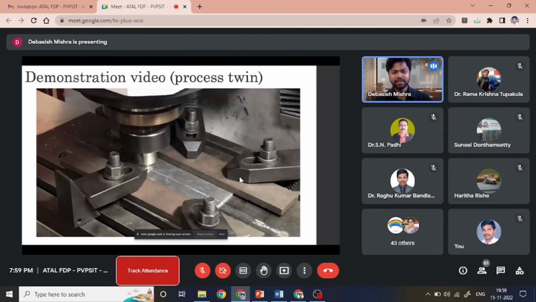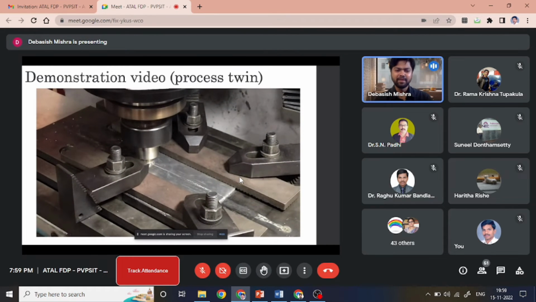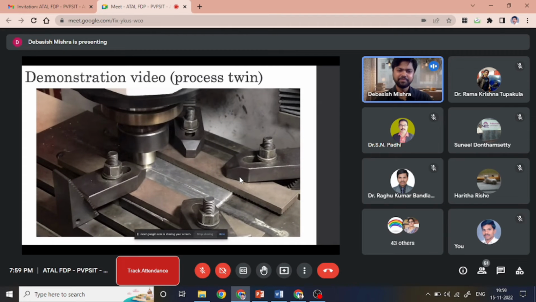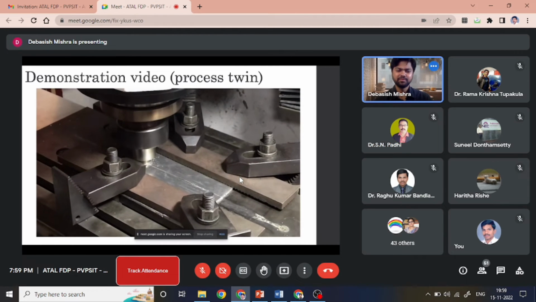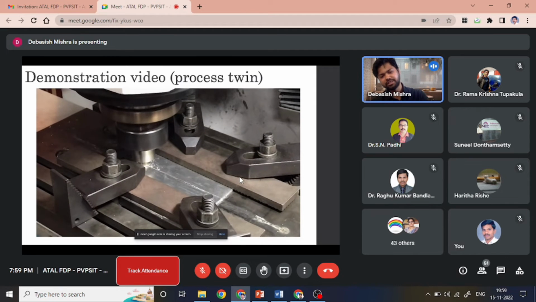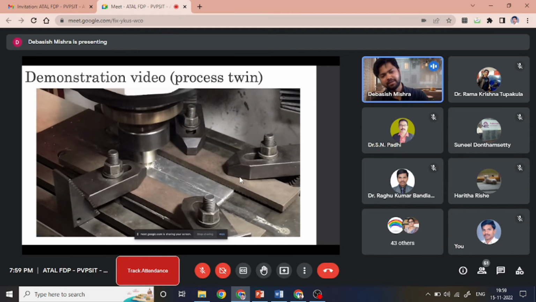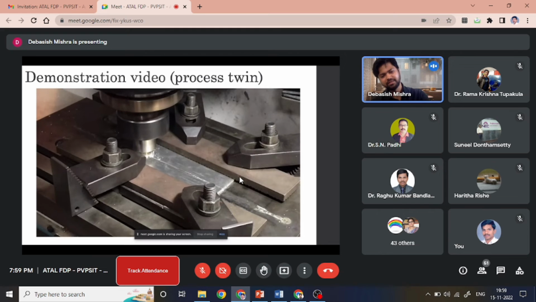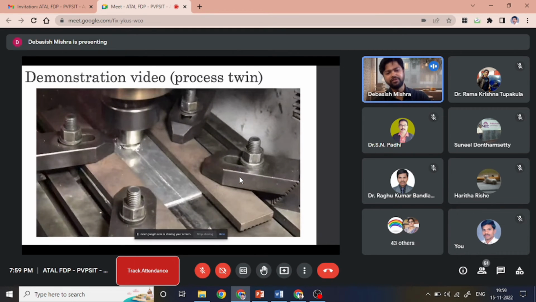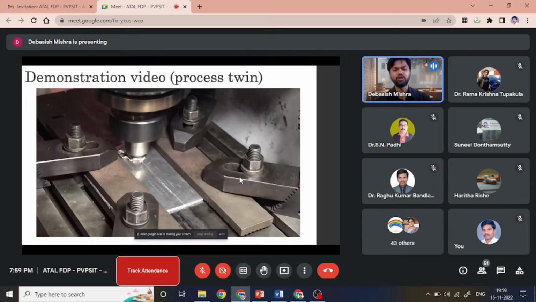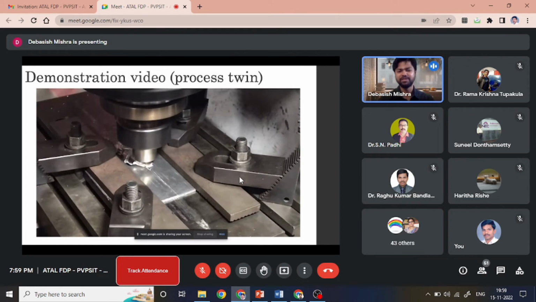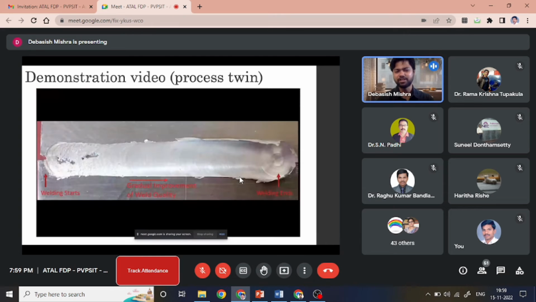So now the tool is inside the material. Now the pin and shoulder are touching the base material. Now this plunge, the plunge is generated properly. And now this is the stirring. The tool is stirring over the material. And you can see the material is getting removed because of the bad combination of parameters.